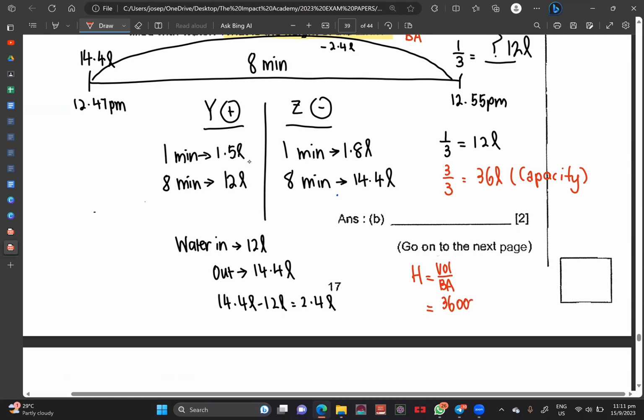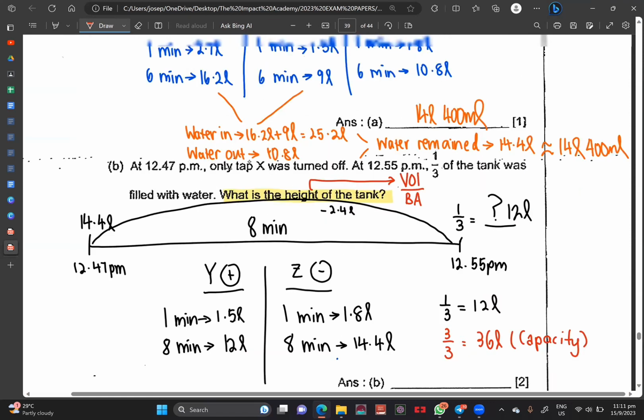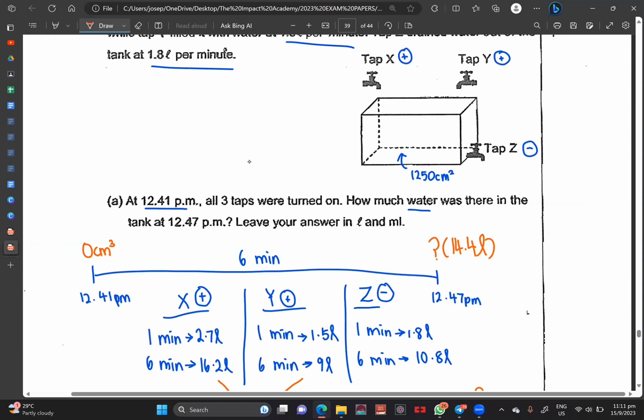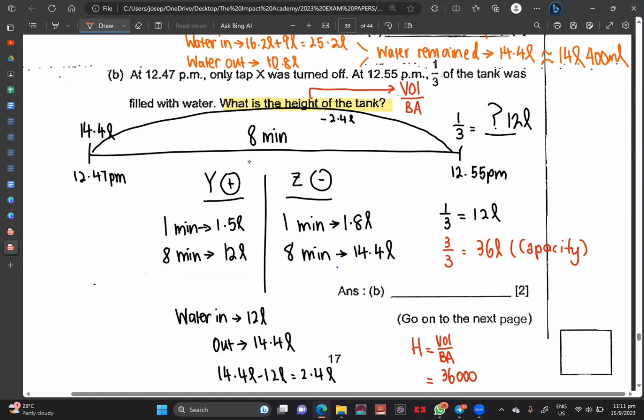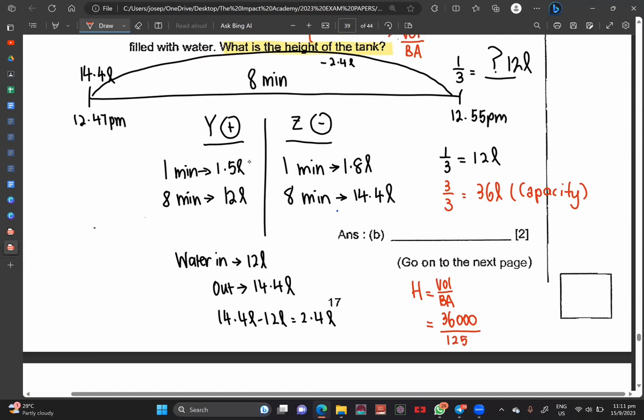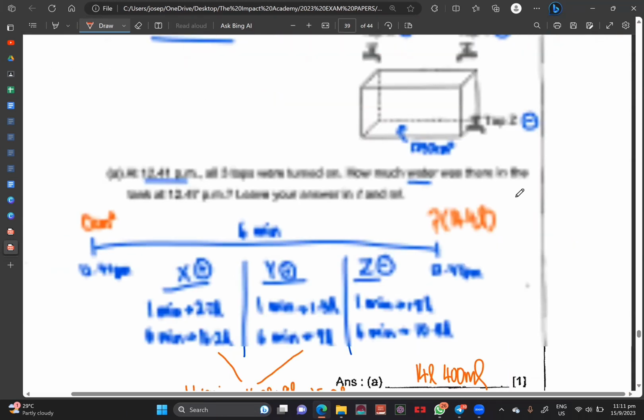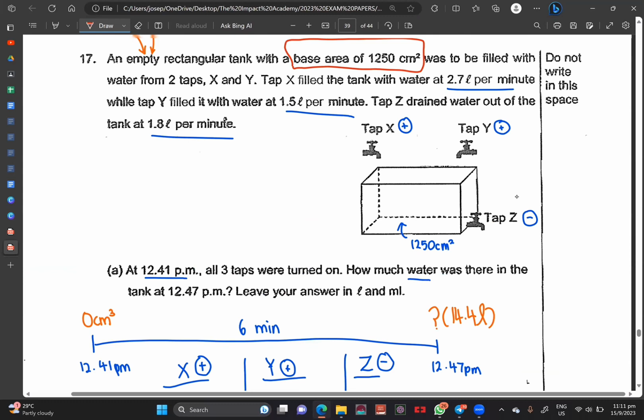Now, if you're wondering why 36,000, it's because they gave us the base area in centimeter square. So we are going to do 36,000 divided by 1,250. When I punch my calculator, I get an answer of 28.8 cm. This is the height of the tank. I have to emphasize again, it is the height of the tank, not the height of the water. So from here all the way to here is 28.8 cm. I hope you are able to visualize this.